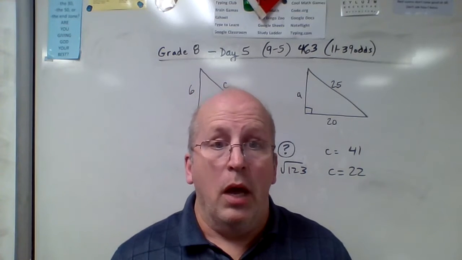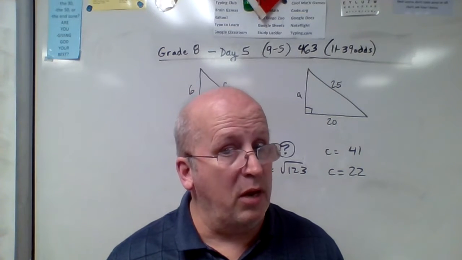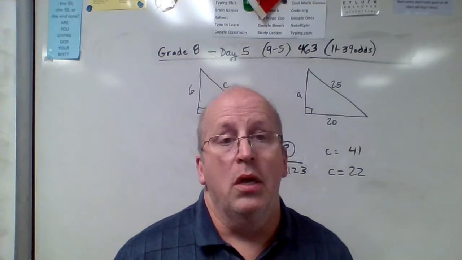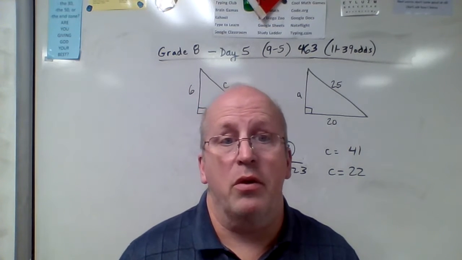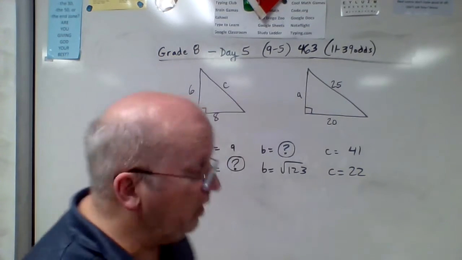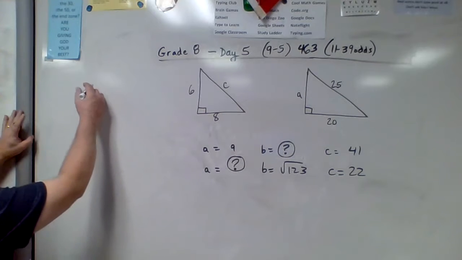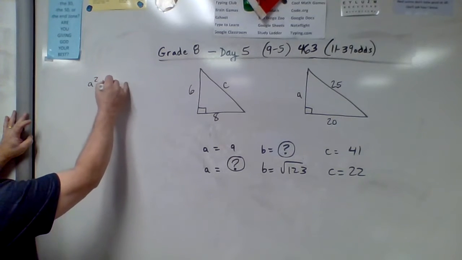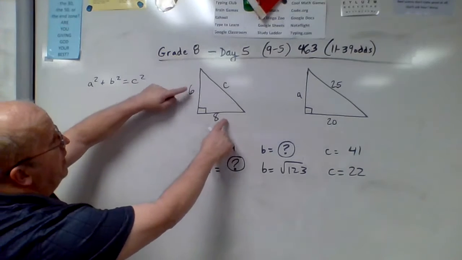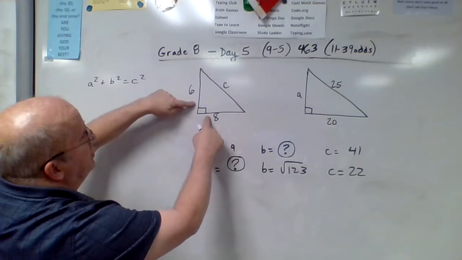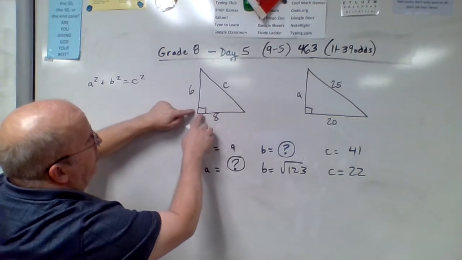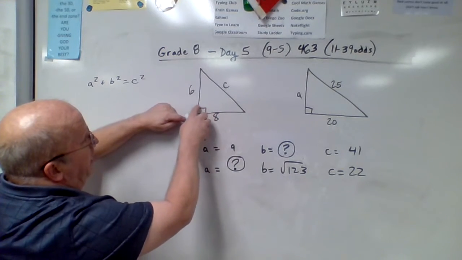Okay, so this lesson's about the Pythagorean theorem. Some of it's review, but some of it is new. We know that the Pythagorean theorem states that a squared plus b squared equals c squared. We've done these kinds of problems in the past, but just a reminder that the a and the b are the legs of a right triangle. The legs are the two sides that make up the right angle.